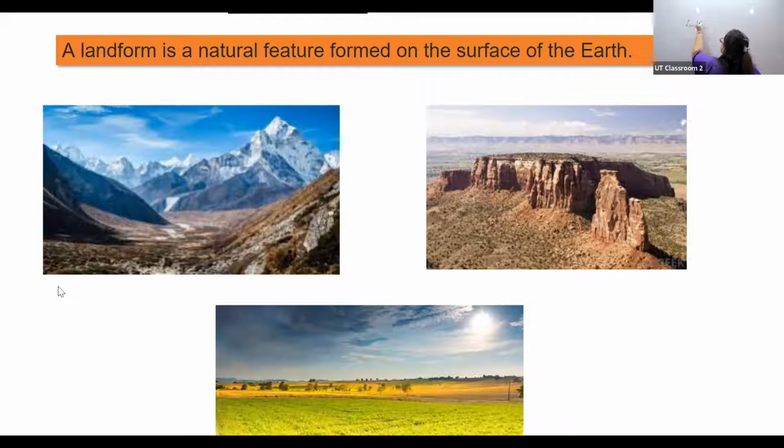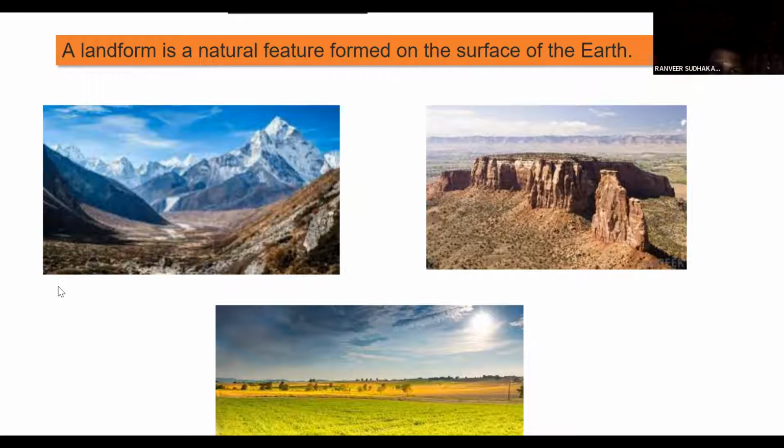Landforms of the Earth. Which are the major landforms? Major landforms of the Earth are mountains, plateaus, plains. Here see it is plateau. So mountains, plateau. In the second image you can see plateau, and the bottom one is plain. Plains.